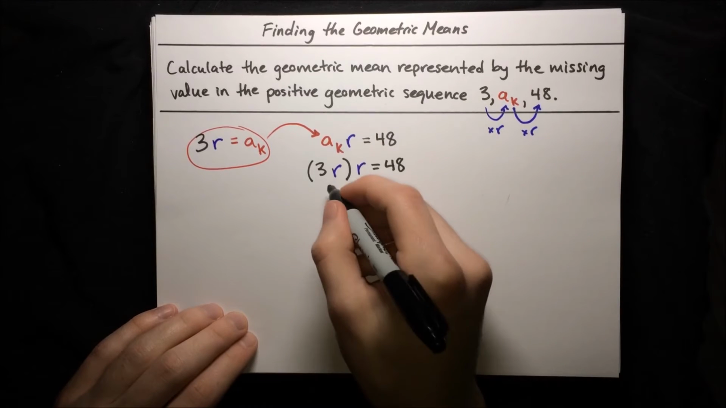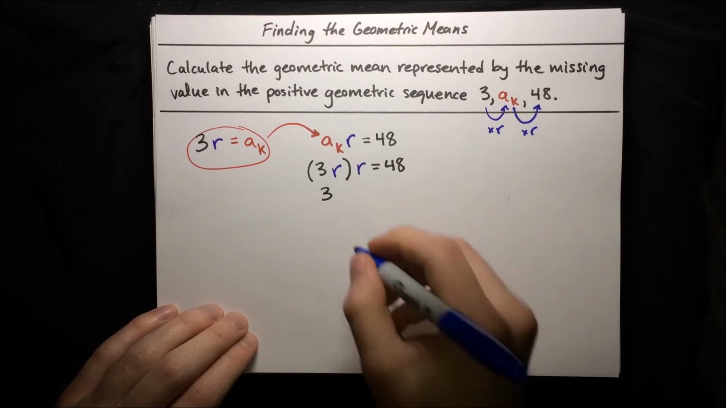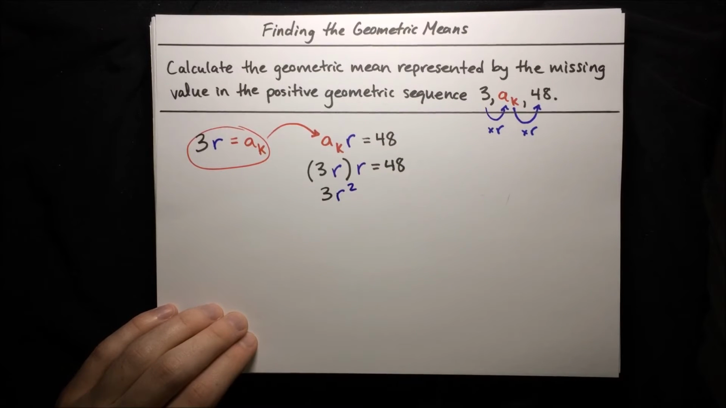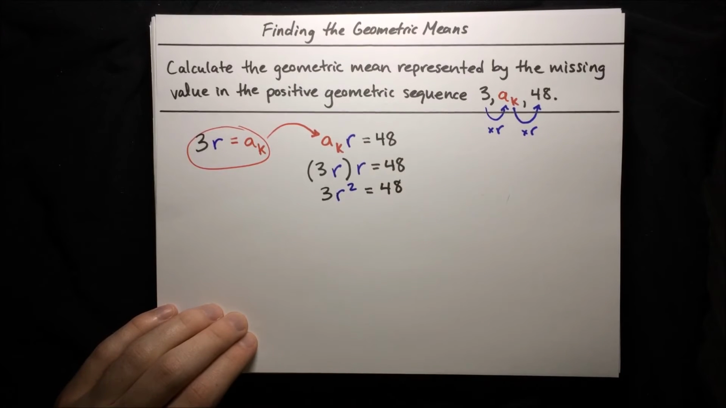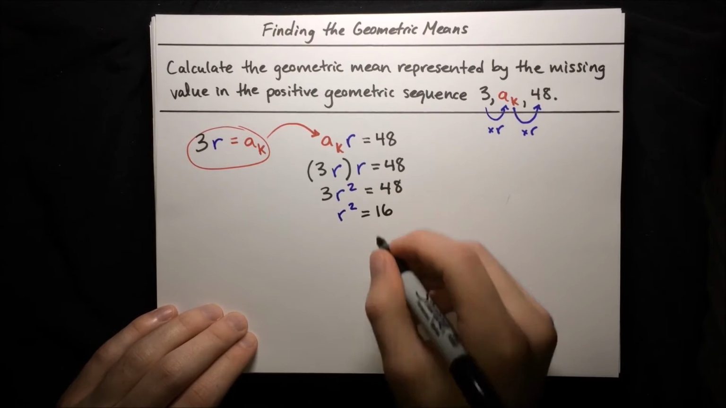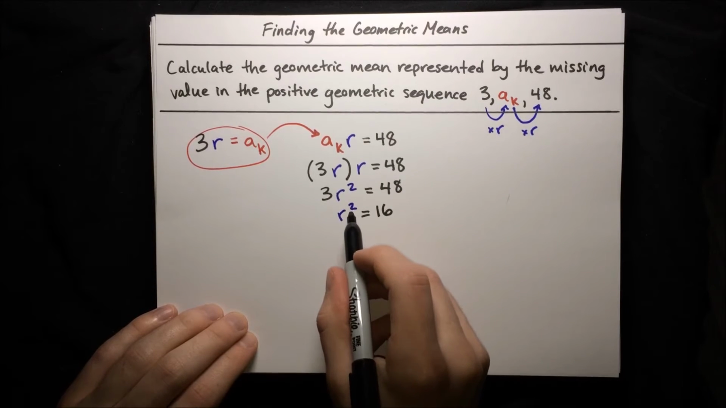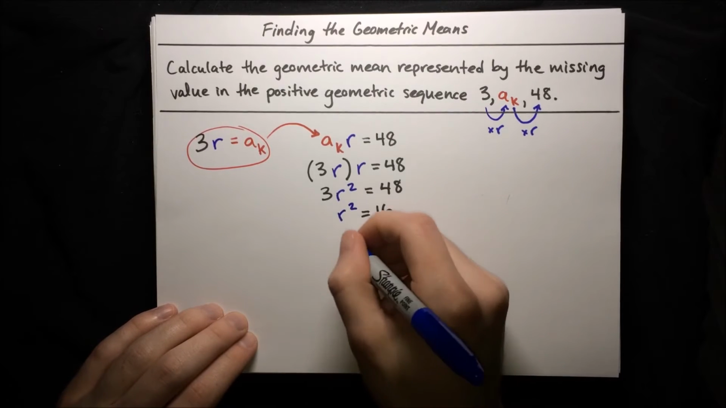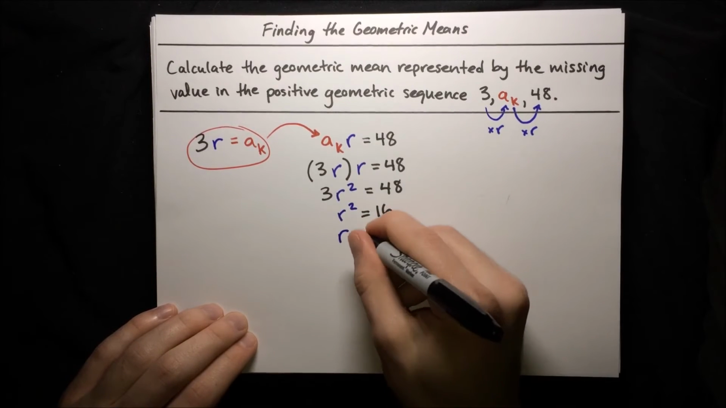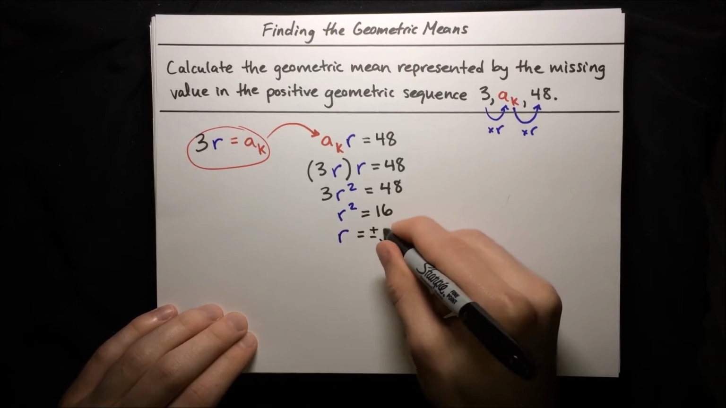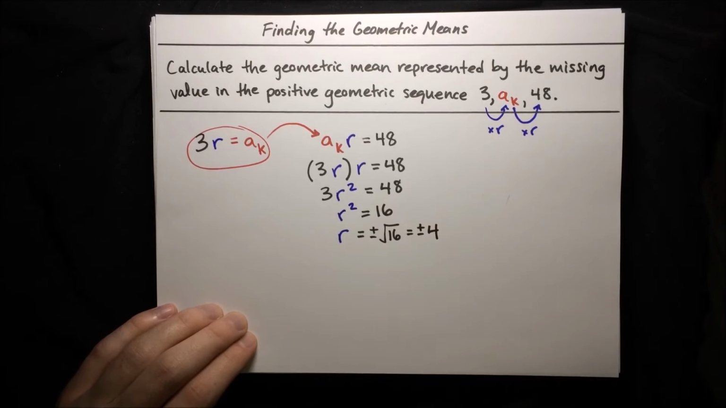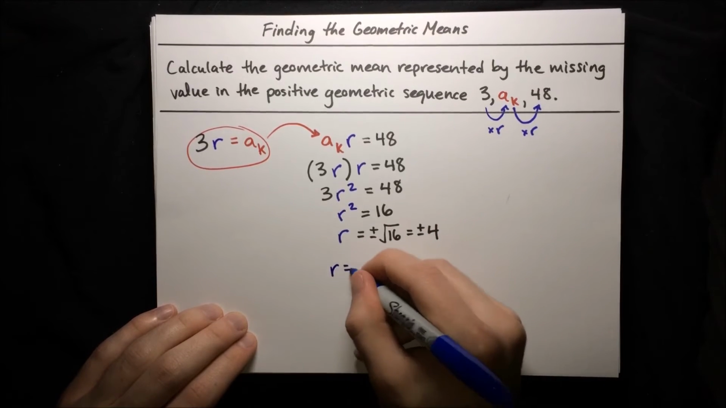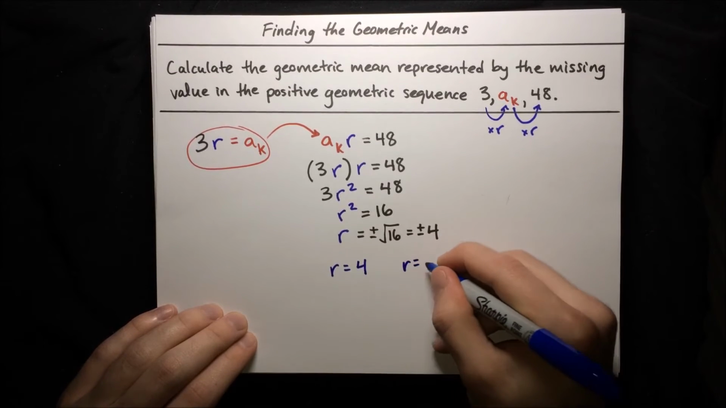So let's simplify this a bit. 3r times r is just 3r squared. So 3r squared is equal to 48, and we can divide both sides by 3 to get that r squared is just equal to 16. Then to cancel out that square, we can just take the square root. So r is equal to plus or minus the square root of 16, which is just plus or minus 4. So we've got two possibilities here. Either r equals 4 or r equals negative 4.